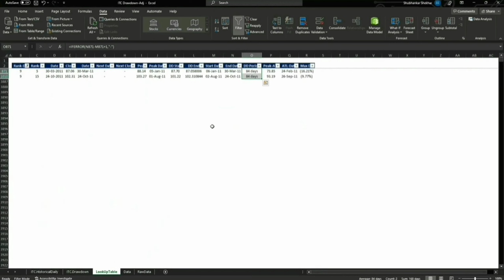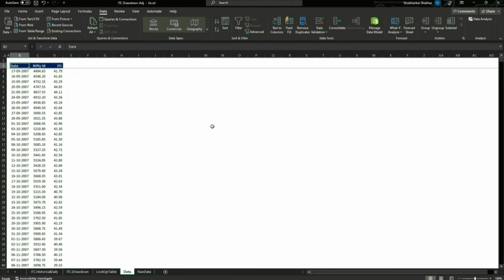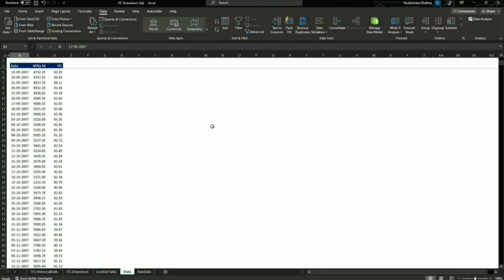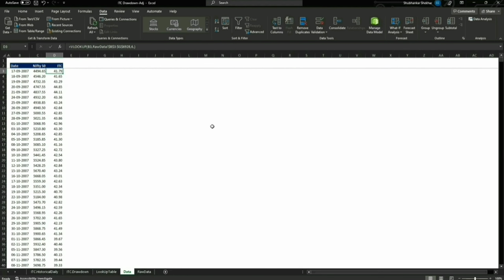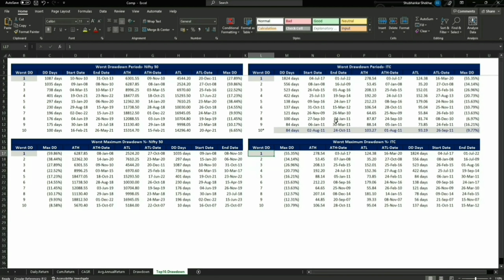Also, in case you're wondering, this is the raw data for ITC, right? But what I did was copy paste here the data for Nifty 50 and the dates, and I've used VLOOKUP to pull the data from the raw data here for the dates corresponding to Nifty 50's closing prices, right? Also note that I've used the adjusted closes in both cases. So to make it simpler, I've created a new sheet altogether where I've copied down the drawdown periods for Nifty 50 as well as ITC side by side, so you can easily compare these.